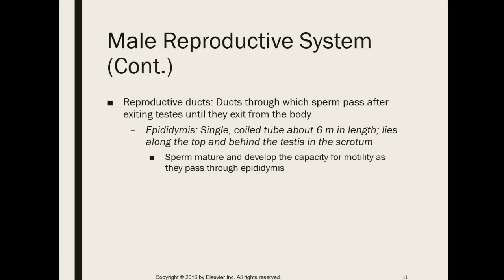Those cells will then start to move through the reproductive ducts. These are the passageway for sperm after they exit the testes, until we get to the urethra. The first is the epididymis. This is a single coiled tube that lies on top and just behind the testes in the scrotum. As the sperm pass through the epididymis, they mature and develop the capacity for motility.